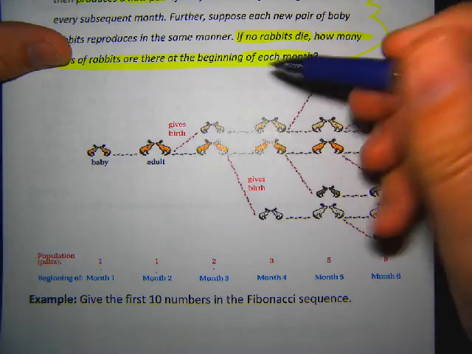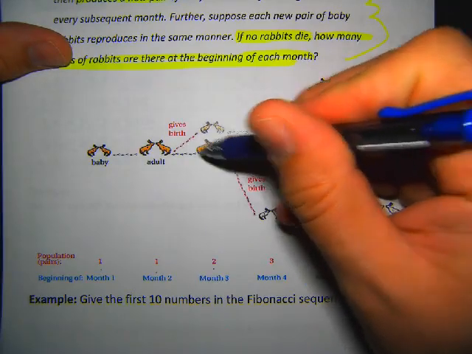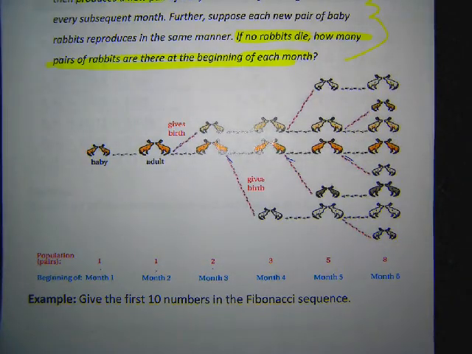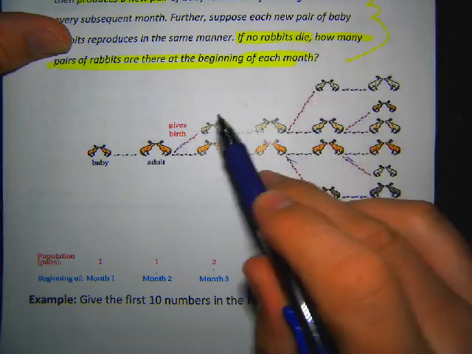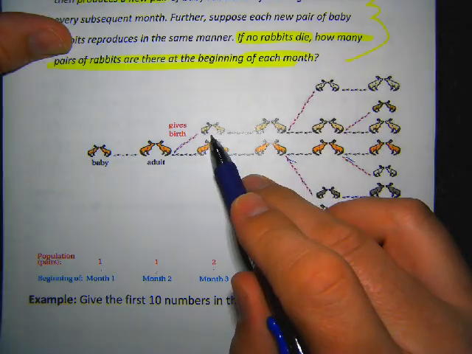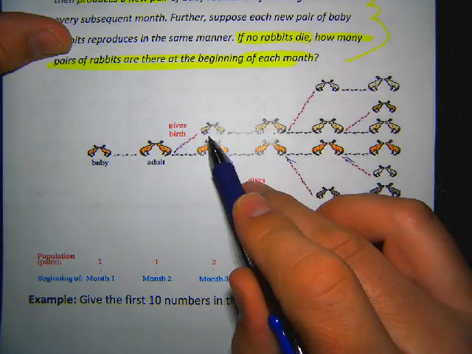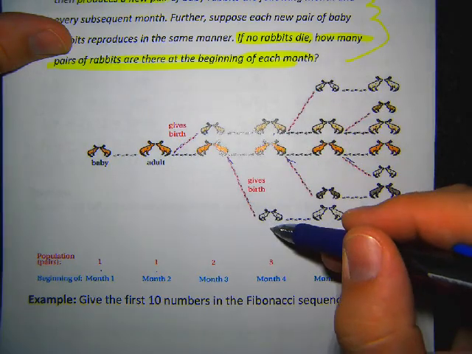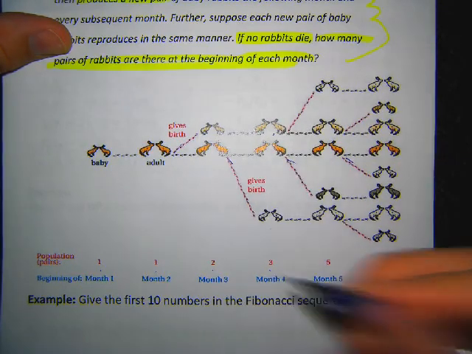And then the third month, they're actually going to give birth again. So you can see, now they're giving birth every month. They're going to keep doing that the rest of the time. They're always going to have a pair of babies every month. The babies that they had the first time now have grown up. They didn't have any babies when they were babies, but now they're adults, and next month they'll have babies. And these other babies are still babies. But now we have 3 pairs of rabbits.